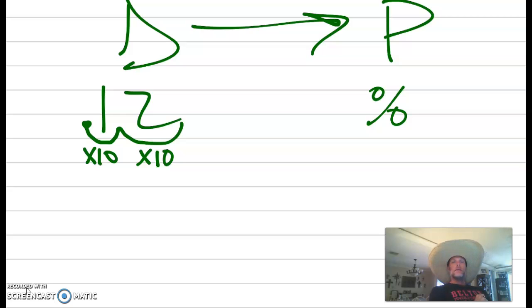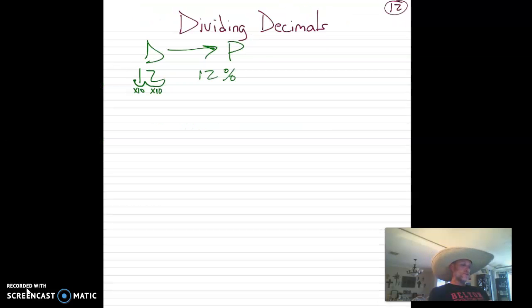All right? And just FYI, that would be 12%, because it's 1200ths. When you move the decimal to the right, you are multiplying each place value by 10, which makes the decimal move to the right. Okay, so we have to do that when dividing decimals also.